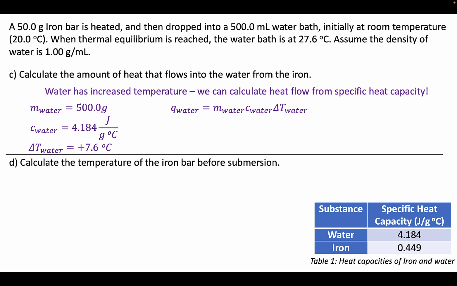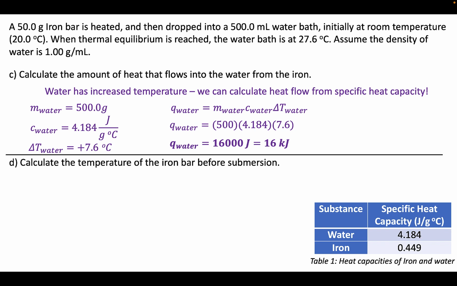The mass of the water is 500 grams. That's from 500 mL, and each mL is 1 gram, that's the density. The specific heat capacity of water is given, and the delta T is an increase of 7.6. We plug it in, and we're stuck with only two significant figures due to the temperature. We therefore find that Q water is 16,000 joules, or 16 kilojoules, went into the water.